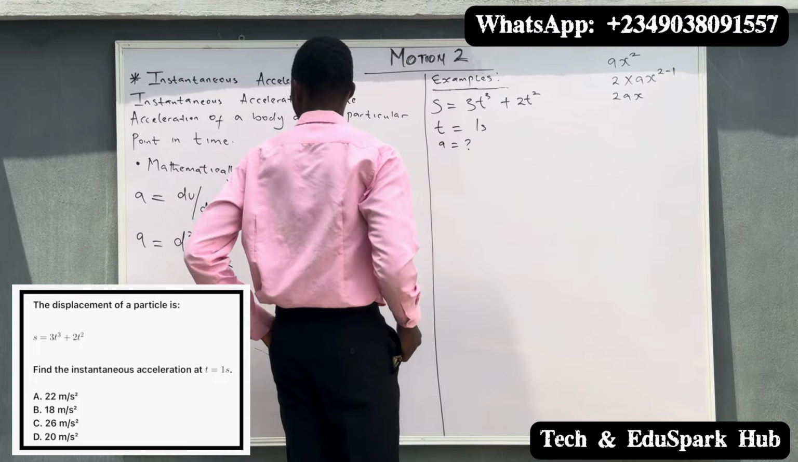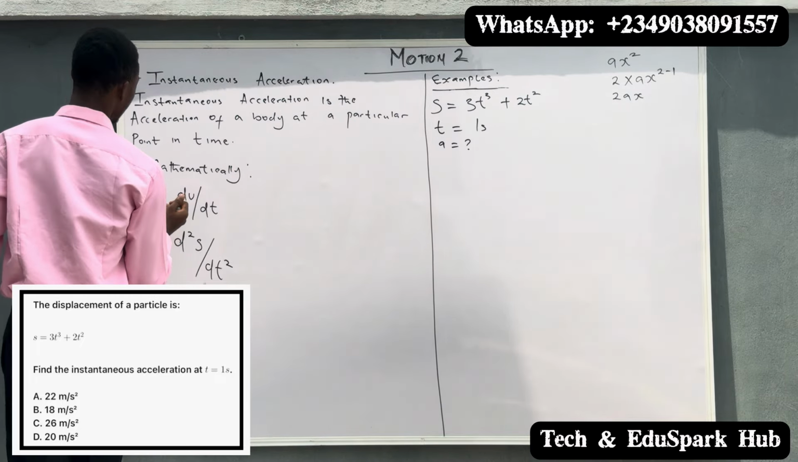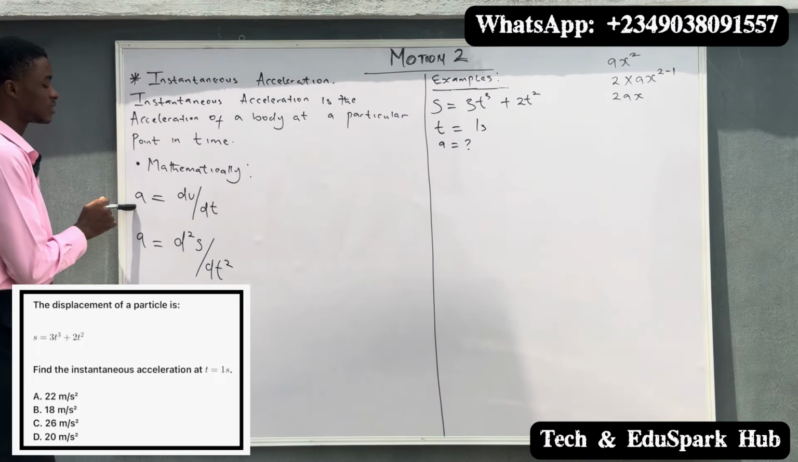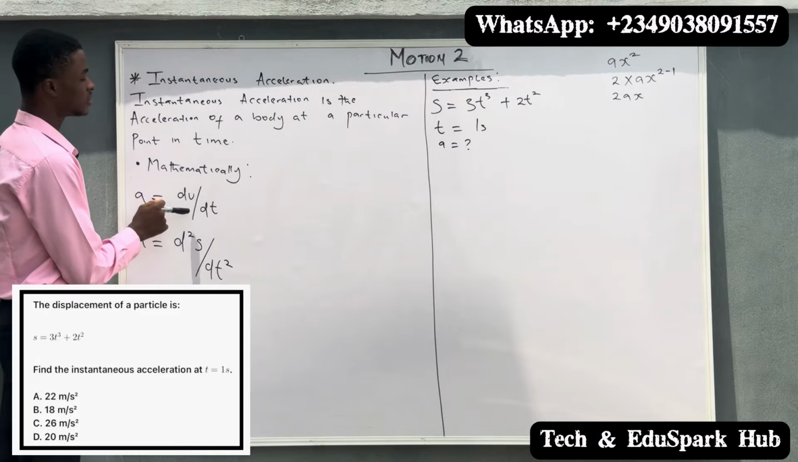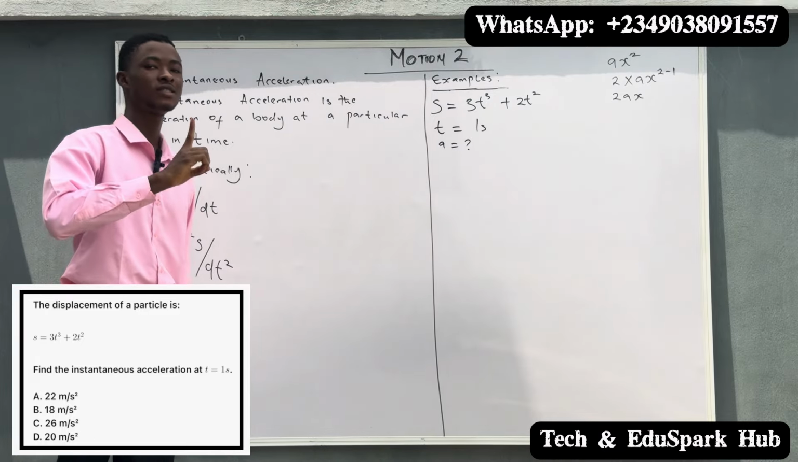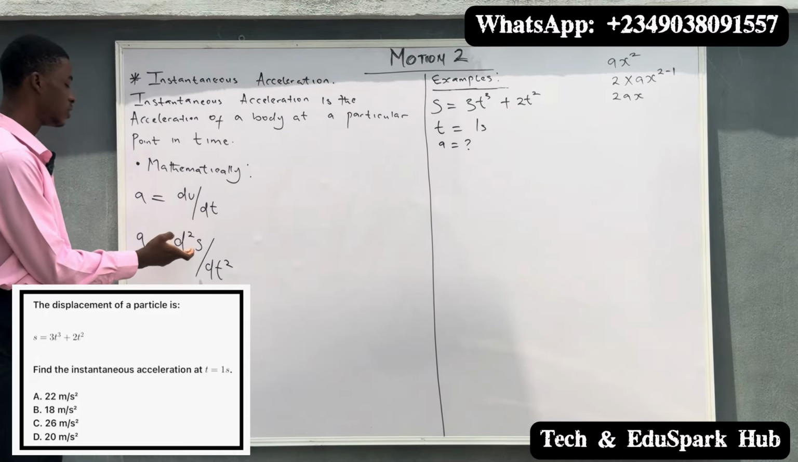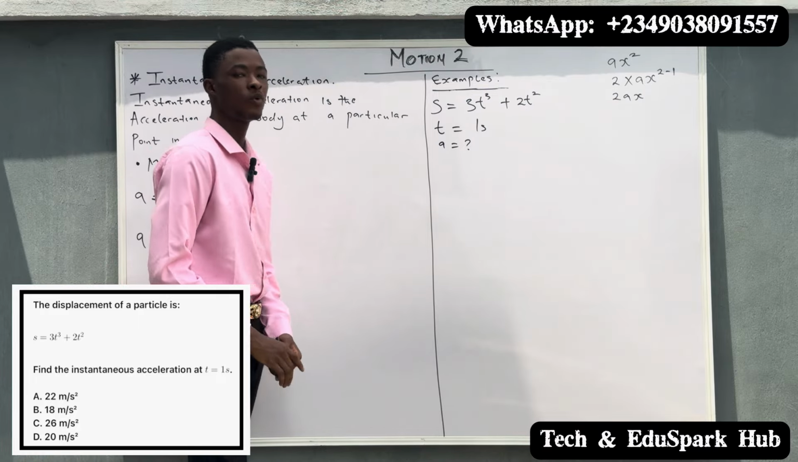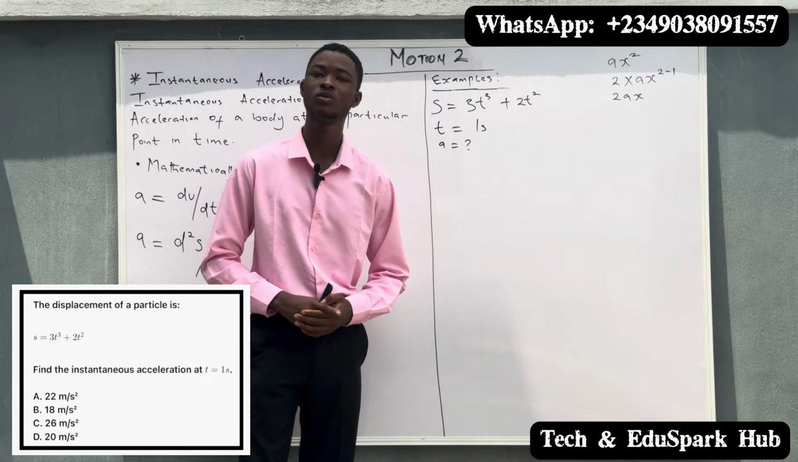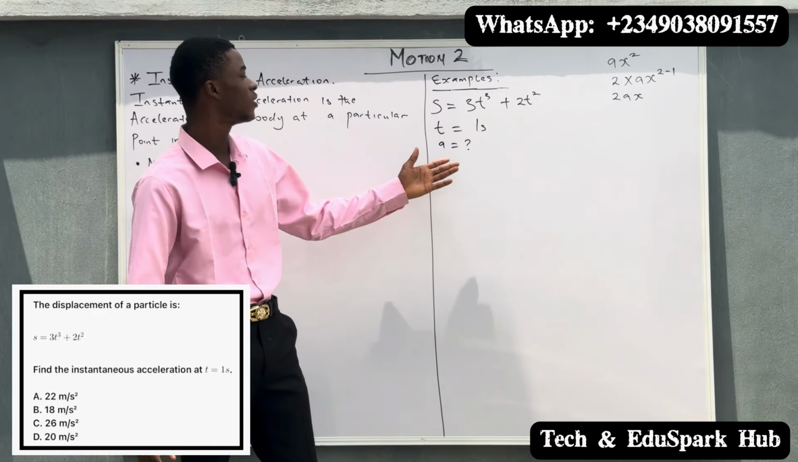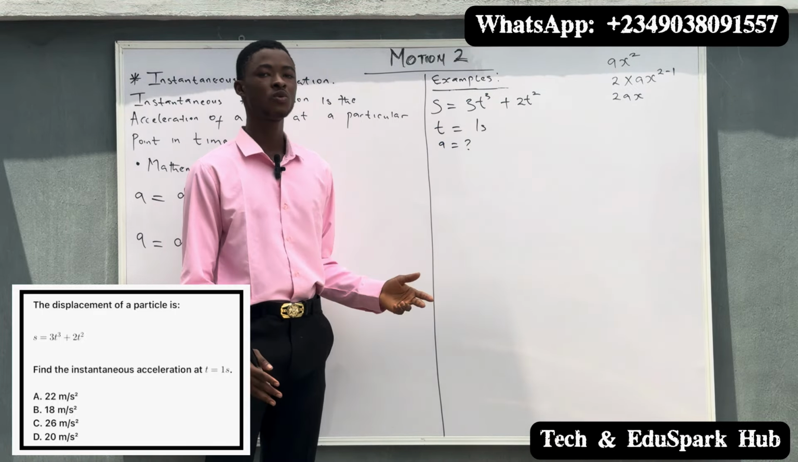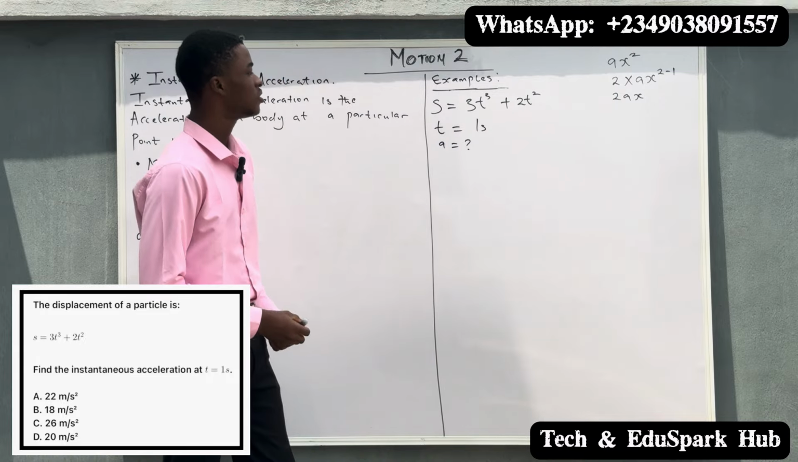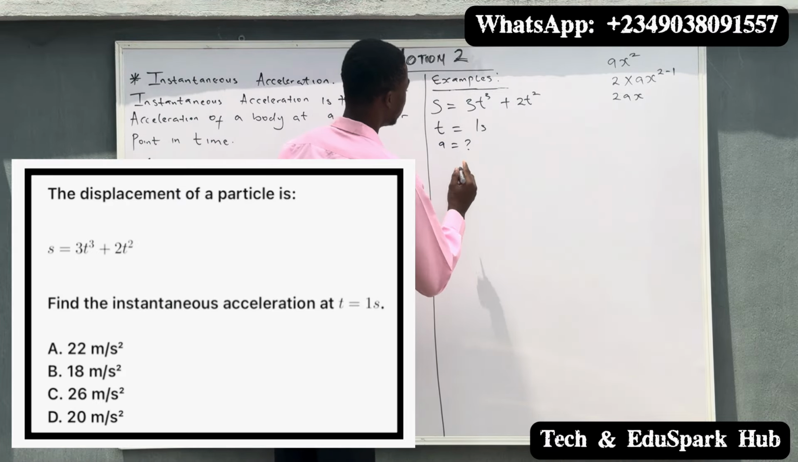So in this case, we said if we're given velocity, the instantaneous acceleration will be given as change in velocity over change in time, which means we are going to differentiate once. But if we are working with displacement, we are going to differentiate twice. And you can see from the first example, we only differentiate once because we are working with what? Velocity. But here we are working with the displacement, so we have to differentiate twice. So in order to do this, let's first differentiate.